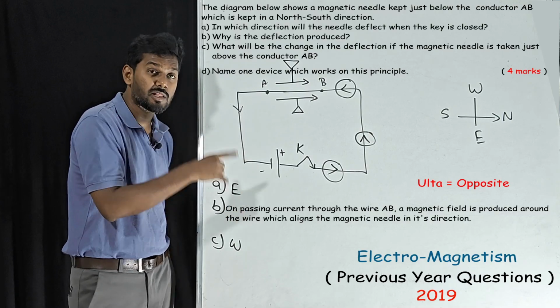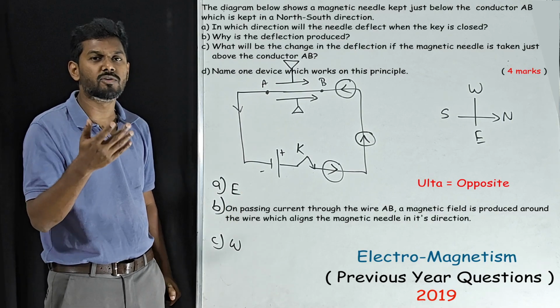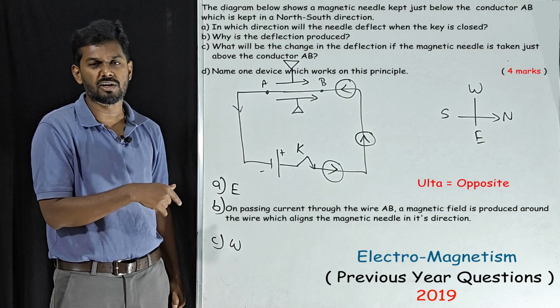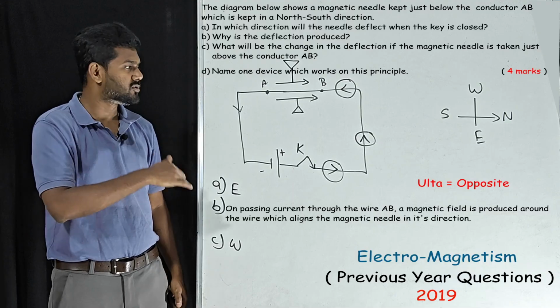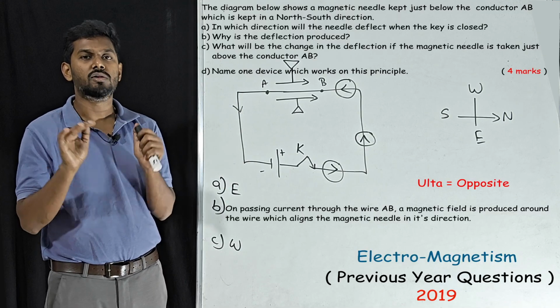So see, they can ask one more question: which rule have you used to find the direction of magnetic field? That is right hand thumb rule. So in this way we have to understand all the questions.